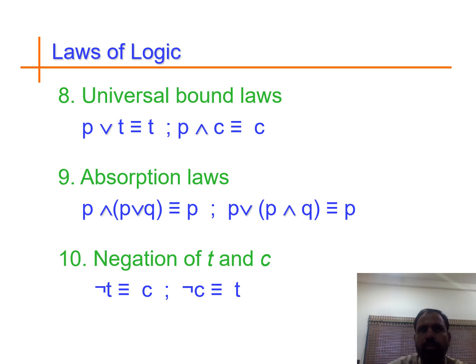Universal bound laws. P or T is equivalent to a tautology T. Similarly, P and C is equivalent to C. Absorption laws. P and P or Q is equivalent to P, P or P and Q is equivalent to P. Negation of T and C, tautology and contradiction. Negation of tautology is equivalent to contradiction, which is a very important law, and negation of contradiction C is equivalent to tautology.